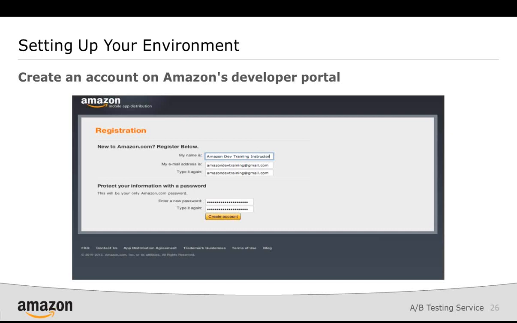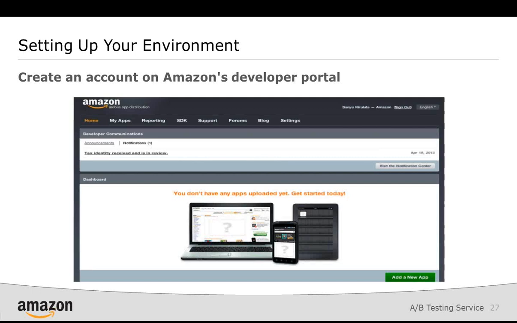Next, you'll need to create an account on Amazon's Dev Portal if you don't have one. If you don't, it's actually super easy to create, especially if you already have a regular Amazon account already. Simply go to developer.amazon.com/home.html and you can get set up in moments.